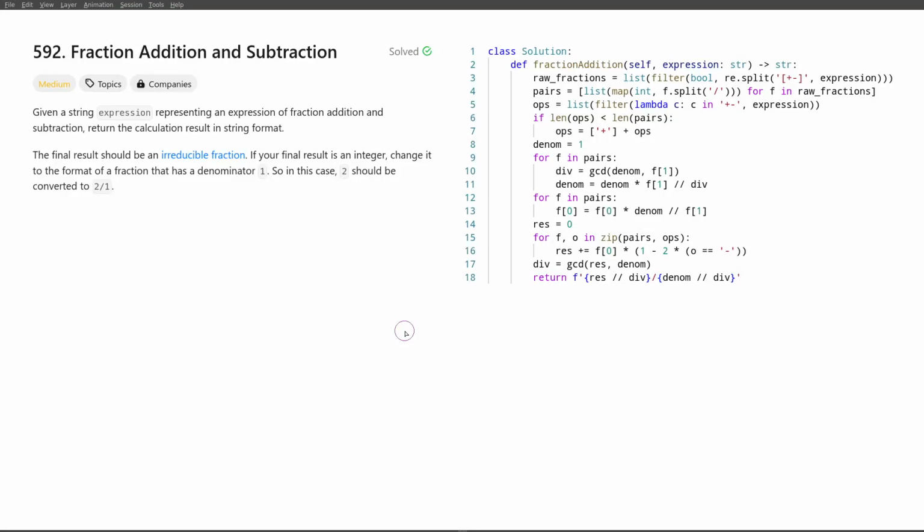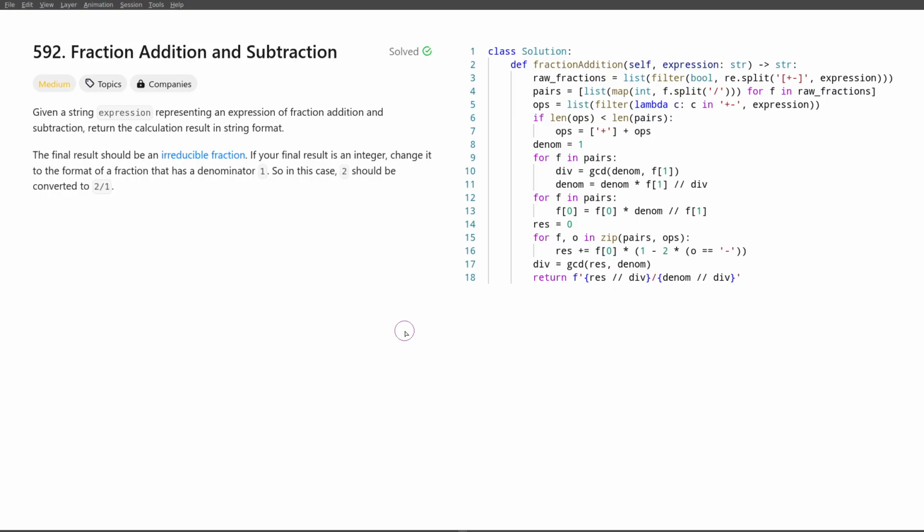Hello everyone, today we'll talk about the solution to the problem fraction addition and subtraction. This is one of those problems where if you explain it to somebody who's not a programmer, you say, well, this is a string, that string is just a sequence of adding and subtracting irreducible fractions, and you want the result to be an irreducible fraction. Well, it sounds very simple, and of course the devil's in the details, and this problem becomes pretty annoying.